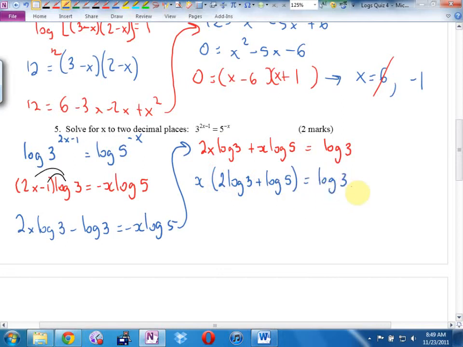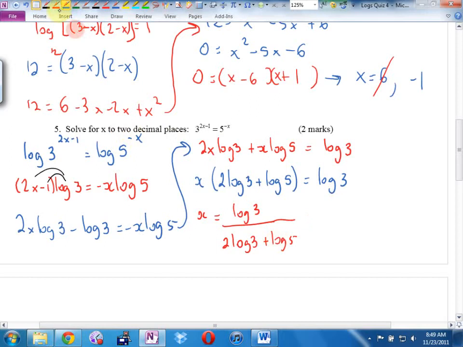Now what? Get the x by itself. How? What's happening between the x and the bracket? So how would I move that ugly bracket over? Yep. It's math 8. It's ugly math 8. I agree. But it really, on this level, is math 8. x is going to be the log of 3 all over 2 log 3 plus log 5. Or you might have a negative here, and a negative here. It's the same answer. Oh, 2 decimal places, Mr. Dueck. Okay.